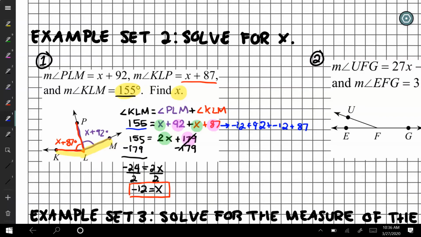So negative 12 plus 92 is 80, plus negative 12 plus 87 is 75. 80 plus 75 is 155, which means that my answer is correct. Alright, so I'm going to put this in a box and just label it as check your work.